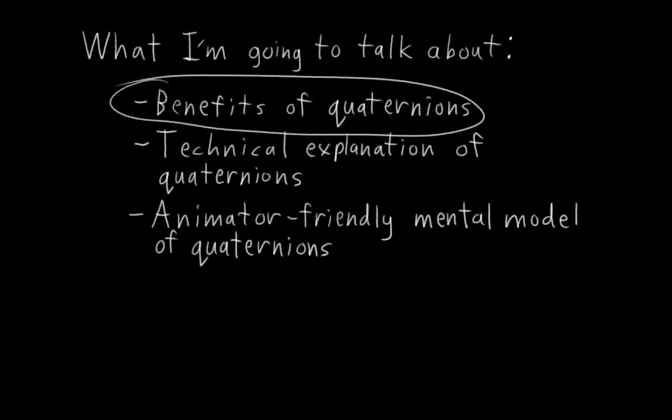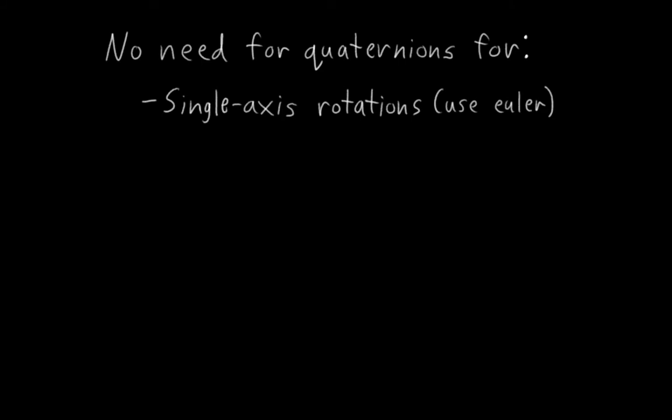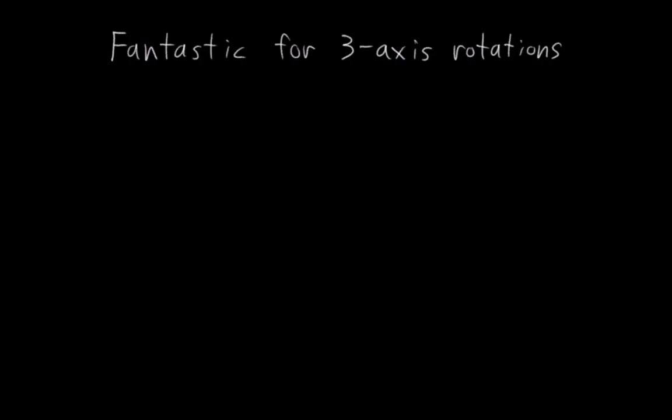Well, first I'm going to tell you one circumstance where you never need to use quaternions: single-axis rotations. There's no reason to ever use quaternion rotations for controls that only ever rotate on one fixed axis. It's pointless. For those, use Euler rotations. And similarly, for two-axis rotations, Eulers are often a good choice as well. But where quaternions really shine is with full three-axis rotations, and here's why.